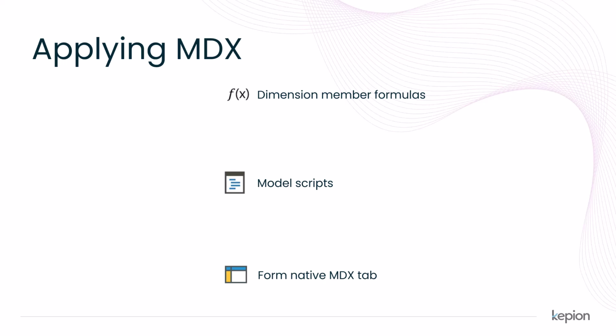This means that MDX scripts on a model can override a member formula, and the native MDX tab can override both. As gross margin percent is always defined as the ratio of gross margin over gross sales after returns, let's add the MDX calculation to the dimension member.